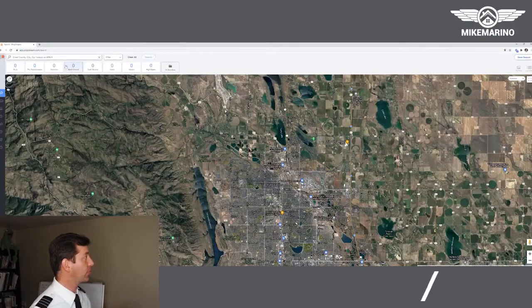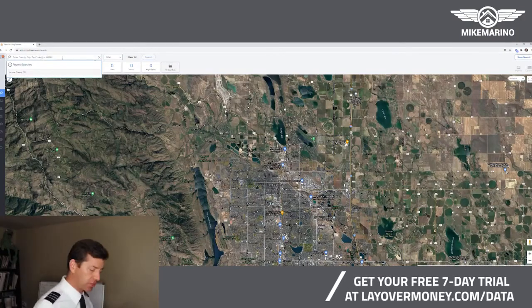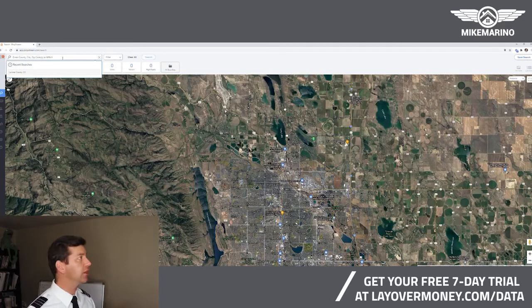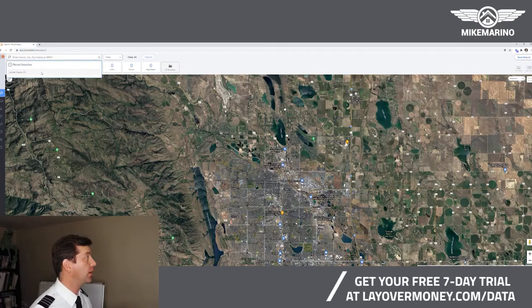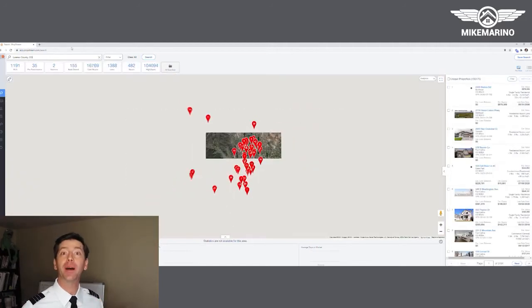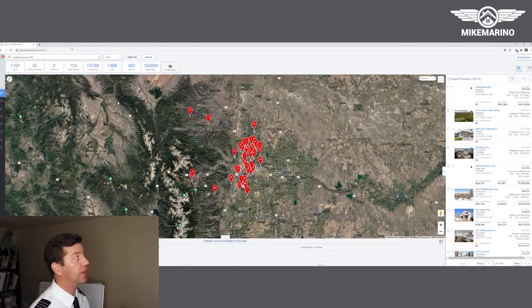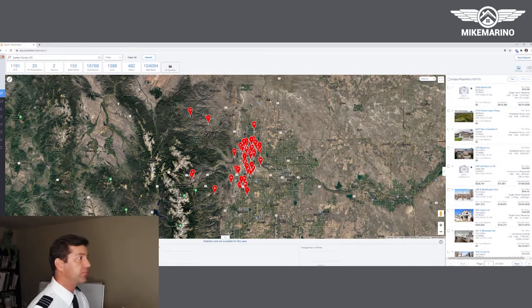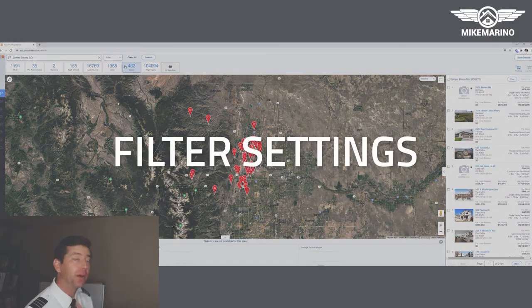Now, when you load up PropStream, you can search by counties, zip codes. You can't go as big as states, but the biggest you can do is county. So for this example, I want to show you the power of PropStream. We're going to look at my county, Larimer County, Colorado. So here we are. This has all properties, right? We want properties that have problems. And let me show you how powerful this is.